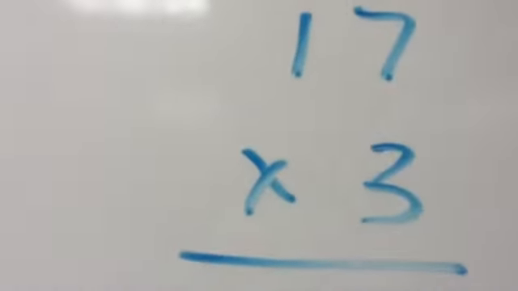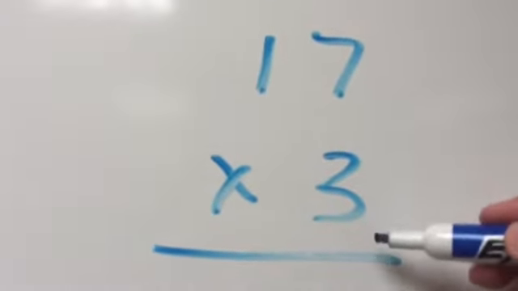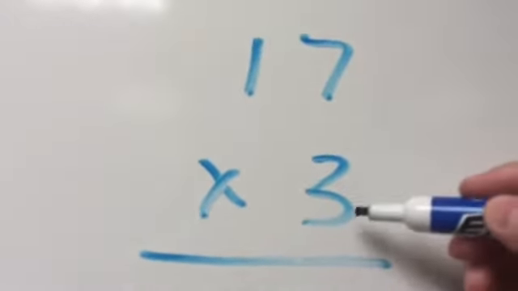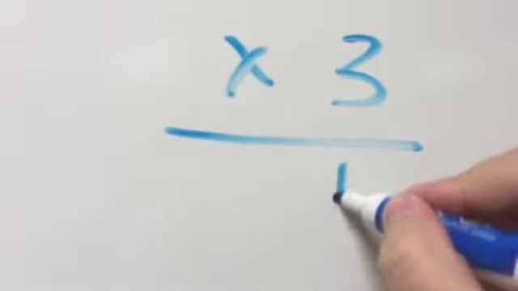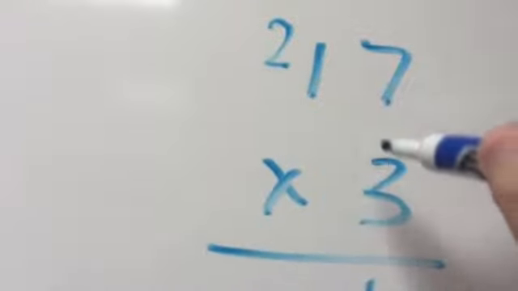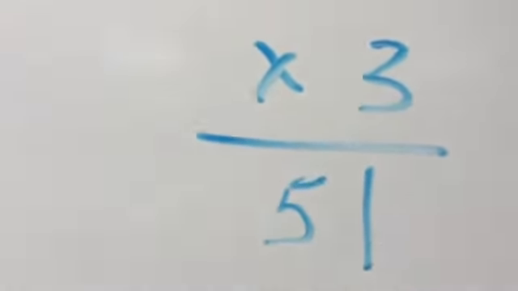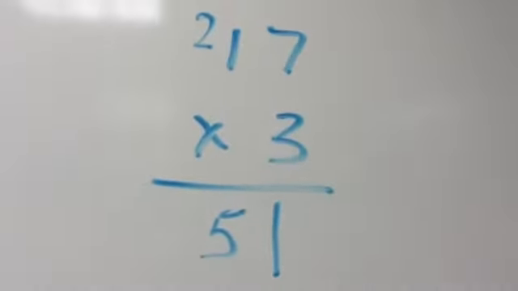Another example: 17 times 3. Again, lined up the ones place values. 7 times 3 is 21. We write the 1, we carry the 2. 1 times 3 is 3, plus 2 is 5. So 17 times 3 is 51.